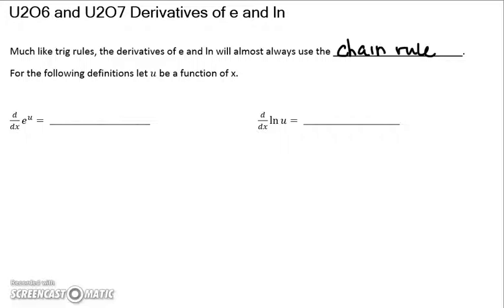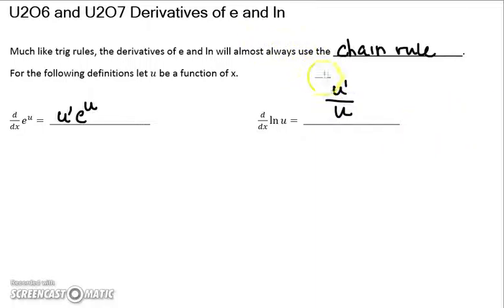So we're going to let u be some function of x, so something like x squared or x to the fourth plus 7 or whatever. So the derivative of e to the u is going to be u prime e to the u. So the derivative of e is just e. And then the derivative of natural log of u is going to be u prime over u.